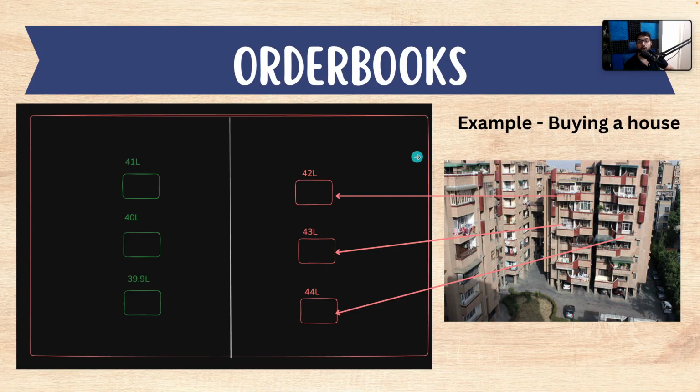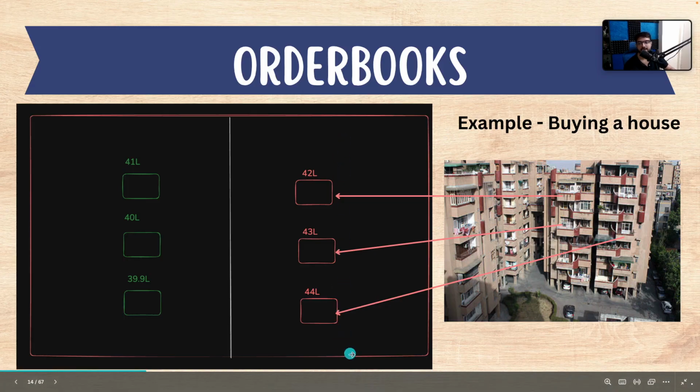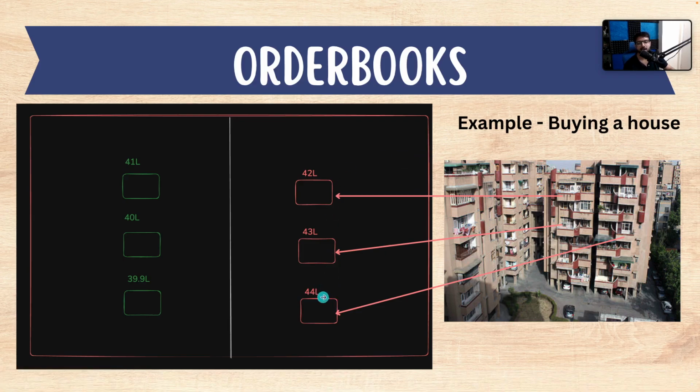I will go to a broker. Who will I go to? A broker. And I will tell the broker, hey, are people willing to sell a house? And the broker will be like, yes, sir. This house is available for 42 lakhs. This house is available for 43 lakhs. This house is available for 44 lakhs. Does this look like a book? What is the broker doing? The broker is maintaining a book of open orders.